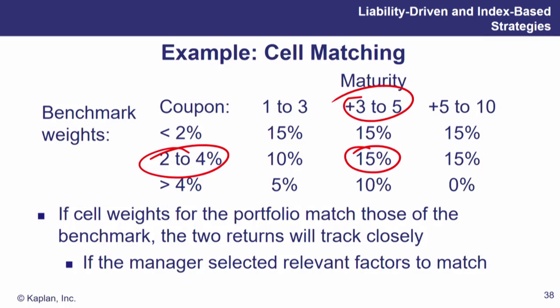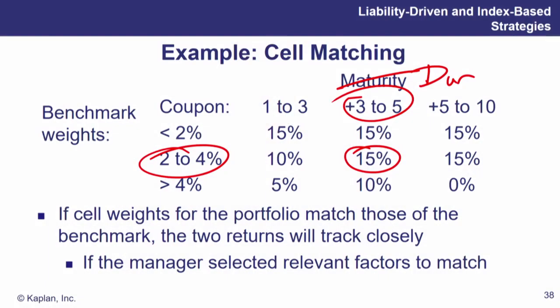If we do this, we'll end up doing a pretty good job of key rate and duration matching. If we had changed this to duration characteristic, we'd have done an even better job. So the manager picks. It's a cell, it's a grid. We're looking at 2 dimensions.